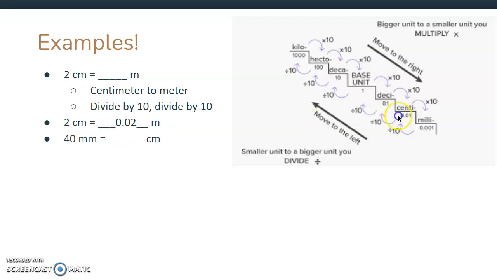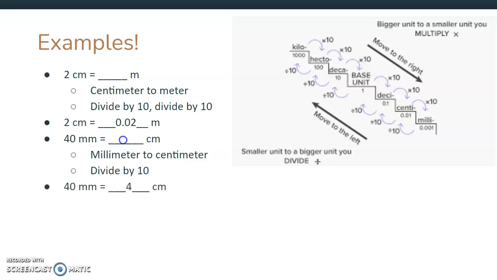Let's do another one. We're starting at millimeter and going to centimeter. So we would divide by 10. If we had 40 millimeters and we want to know how many centimeters that is, what's 40 divided by 10? We just divide by 10 once. 40 divided by 10 is 4. So we'd have 4 centimeters.